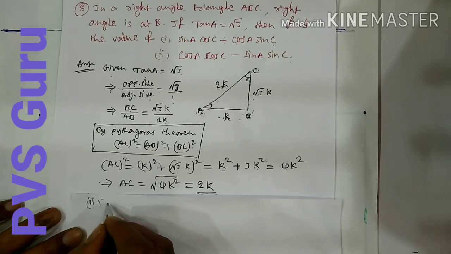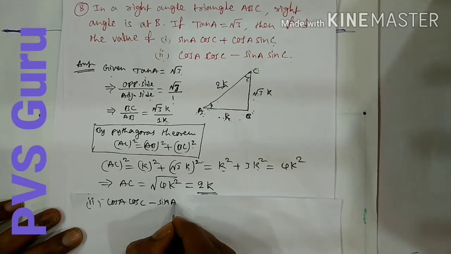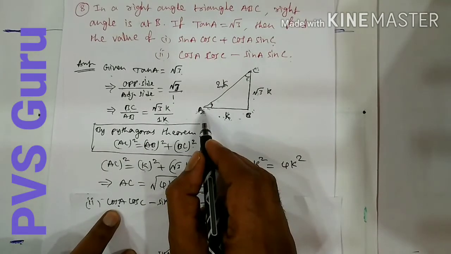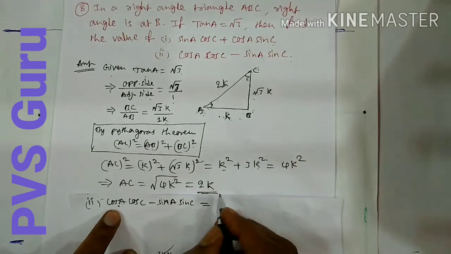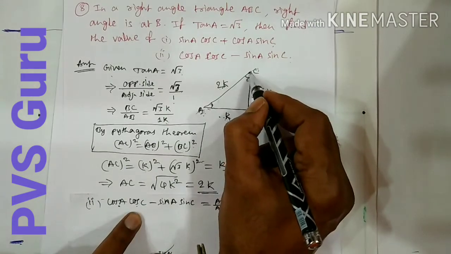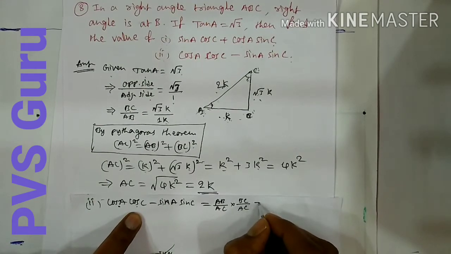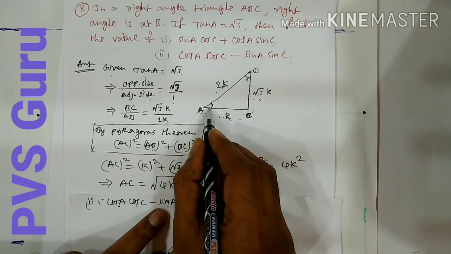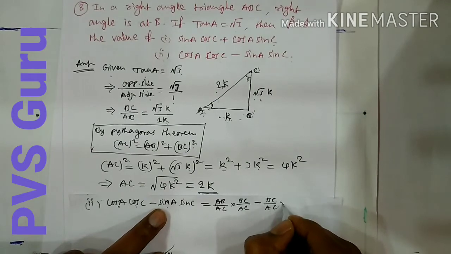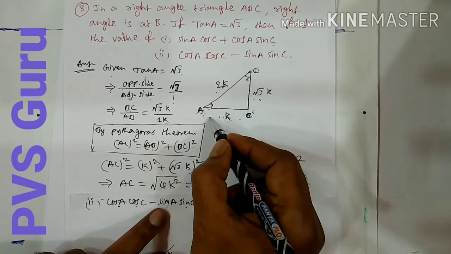Now bit number 2, cos A cos C minus sin A into sin C. Cos A with respect of angle A is adjacent side by hypotenuse, that is AB by AC, into cos C. Cos C is adjacent side by hypotenuse, that is BC by AC, minus sin A. Sin A with respect of angle A is opposite side, BC by AC, into sin C with respect of angle C, which is opposite side AB by AC.